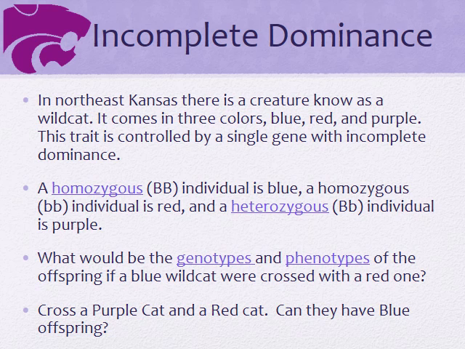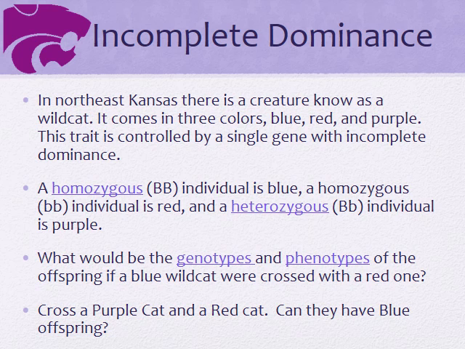So what I'd like you to do is construct a Punnett square here, showing us what would be the genotypes and phenotypes if you crossed a blue wildcat with a red one. So go ahead, pause the video, set it up, and I'll be here when you get back. Now, once you've got that finished, I'd like you to attempt the next one. If we cross a purple cat and a red cat, is there any probability that they could have a blue offspring? Once again, go ahead, set it up, pause the video, answer it, and then I'll see you when you get back.